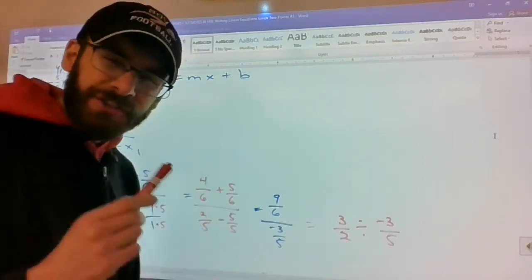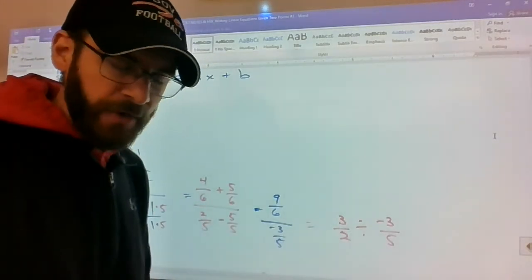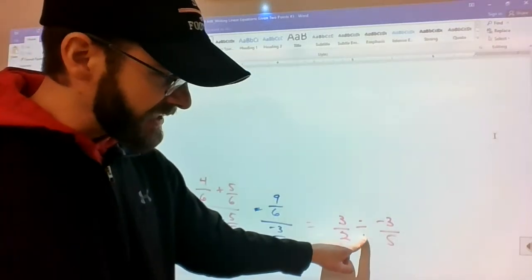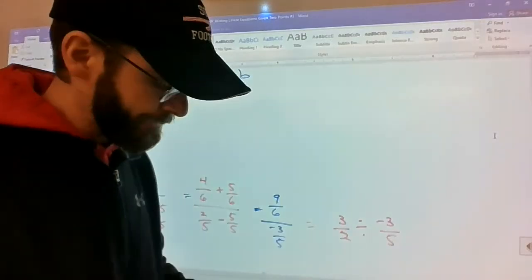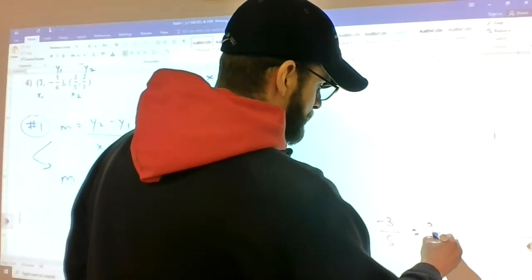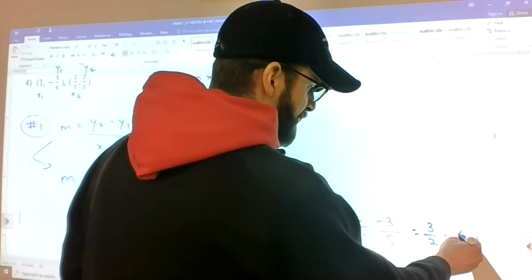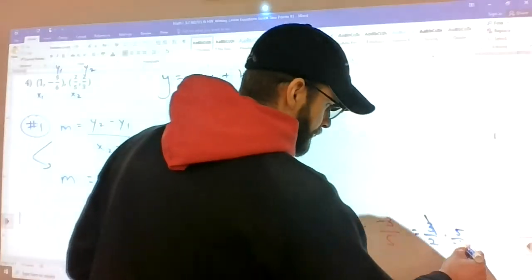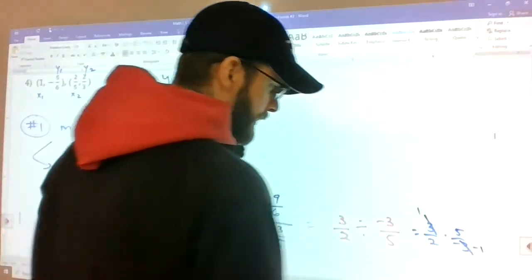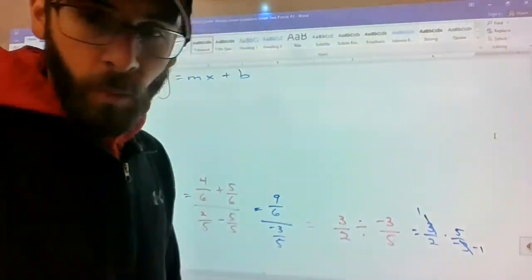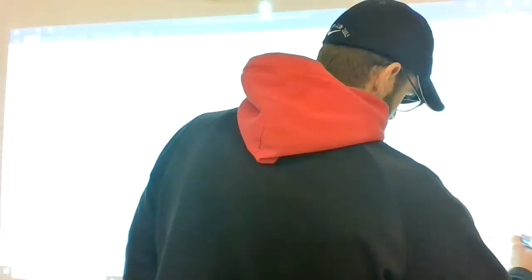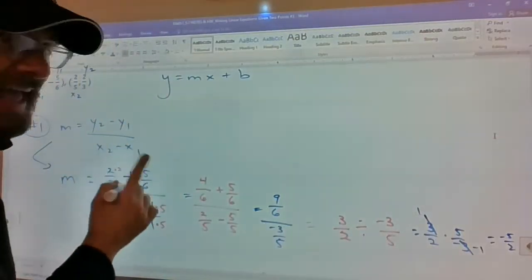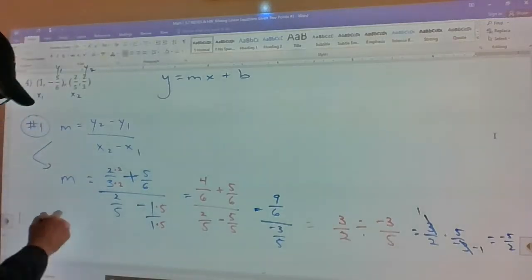All right. This is good review, by the way, for how do we deal with division of fractions. Yeah, you keep the first, you change that to multiplication, you flip the second. Keep, change, flip. Flip the second and multiply. So 3 over 2 times 5 over negative 3. We've got cross cancellation. 1 over negative 1. So it becomes 5 over negative 2. Wow. Or negative 5/2. So it took a lot to just do step 1. m is equal to negative 5/2.